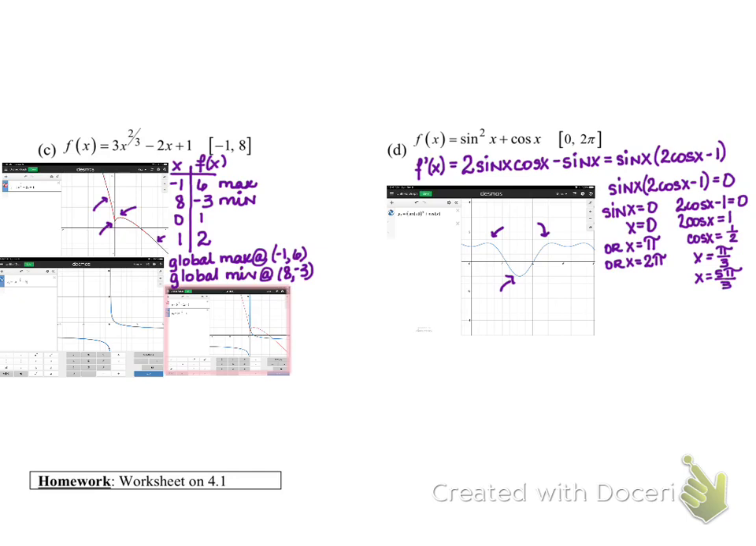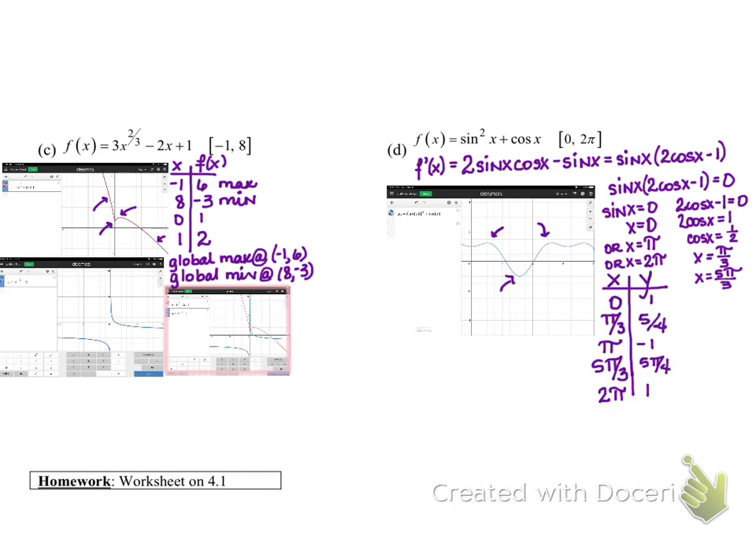So we go ahead and find those values, and we also need to examine our endpoints. Do we have our endpoints included in this? Yes, we do, 0 and 2 pi. So we go ahead and create our table.